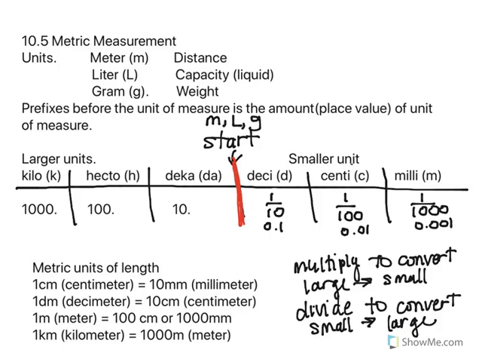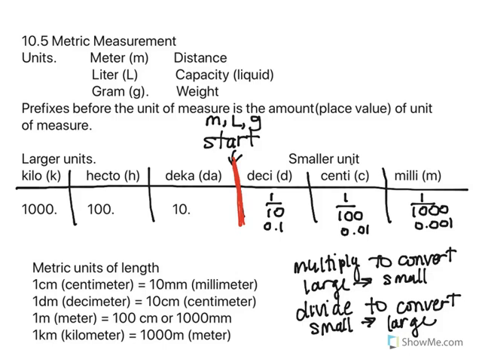And if you notice, all of these have meter. You could take out meter and put in liters. 1 centiliter equals 10 milliliters. 1 deciliter equals 10 centiliters. 1 liter equals 100 centiliters, or 1,000 milliliters. 1 kiloliter equals 1,000 liters.